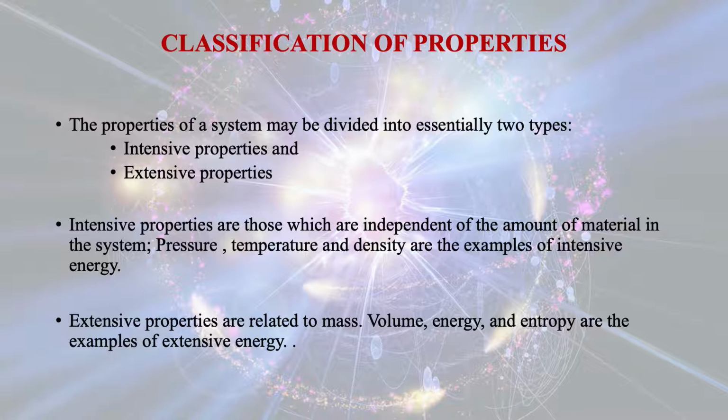Now, classification of properties. The properties of a system may be divided into essentially two types. One is intensive properties, another is extensive properties. Intensive properties are those which are independent of the amount of material in the system. Say pressure, temperature and density are examples of intensive properties. But extensive properties are related to mass. Volume, energy and entropy are examples of extensive properties.